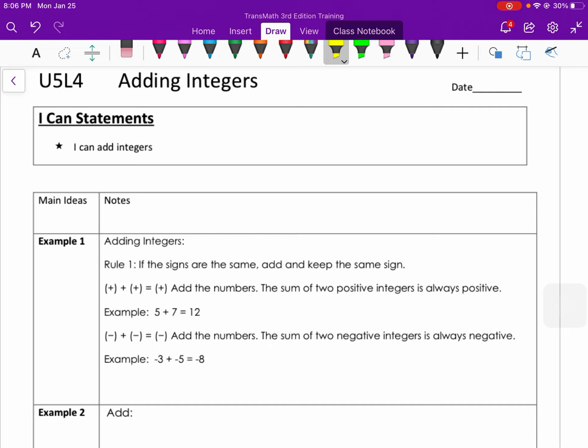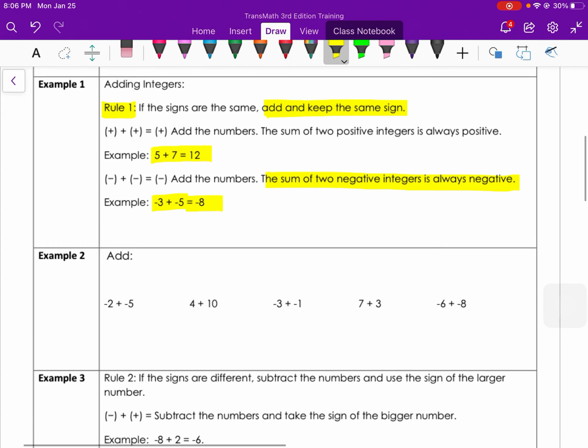So first rule we look at, if the signs are the same, you add and keep the same sign. So for example, positive plus a positive will equal a positive, like 5 plus 7, both positive, answer is positive 12. If the numbers are both negative, then your answer is negative. The sum of two negative integers is always negative, like negative 3 plus negative 5 is negative 8. So let's try that.